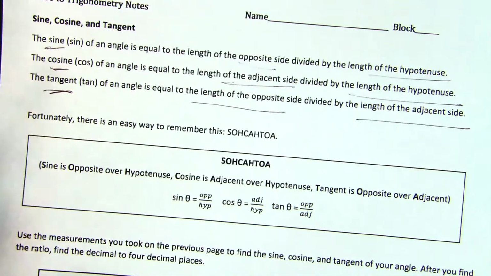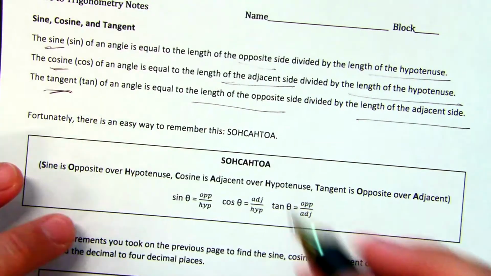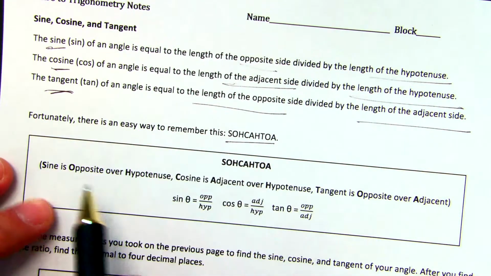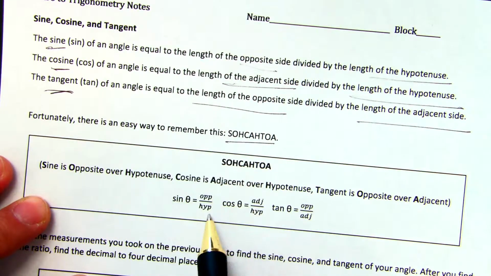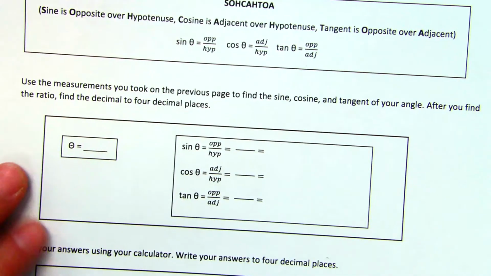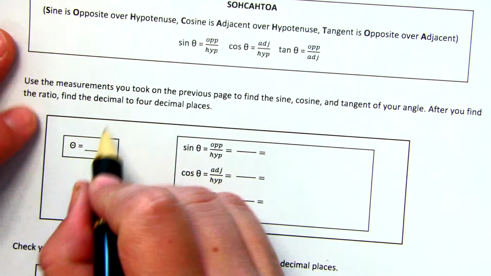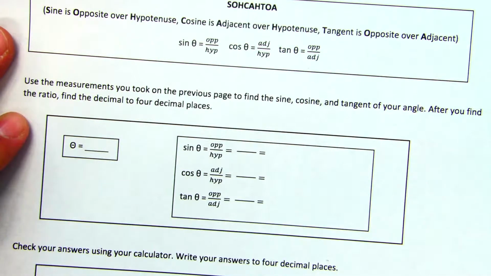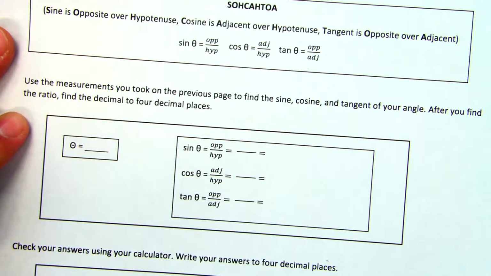So these are 3 things we're going to know. There's an easy way to remember this, sort of easy. It's called SOHCAHTOA, S-O-H-C-A-H-T-O-A, and that stands for sine is opposite over hypotenuse, cosine, adjacent over hypotenuse, tangent, opposite over adjacent. I'm going to use that now down here. So, I'm going to use the measurements on the previous page to find sine, cosine, and tangent of the angle that we just measured.